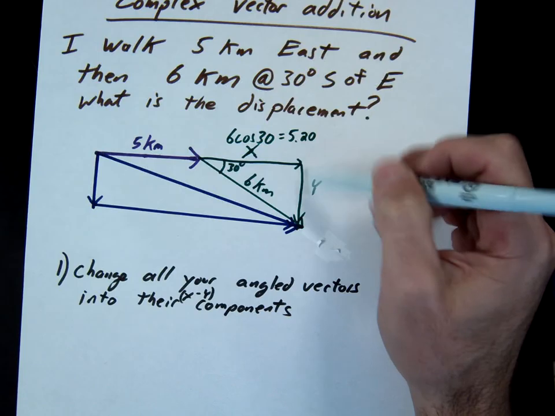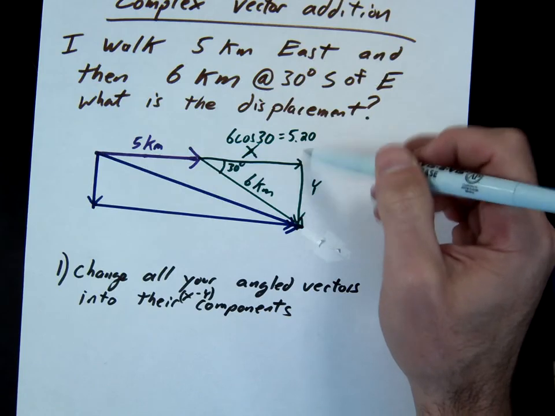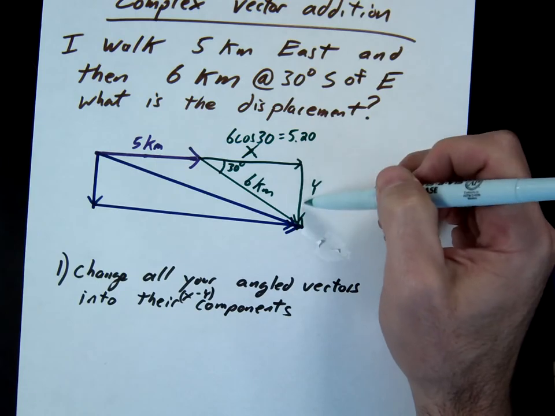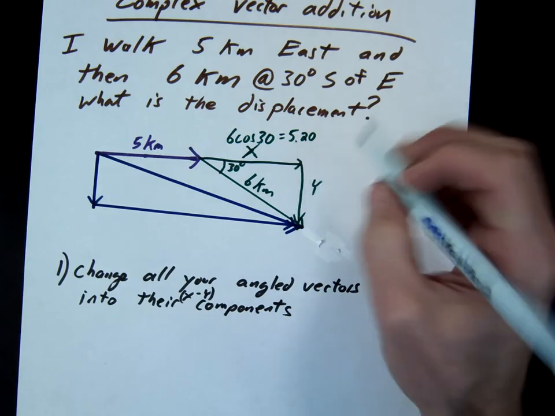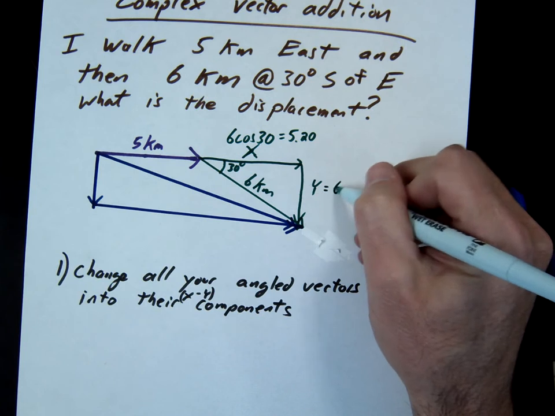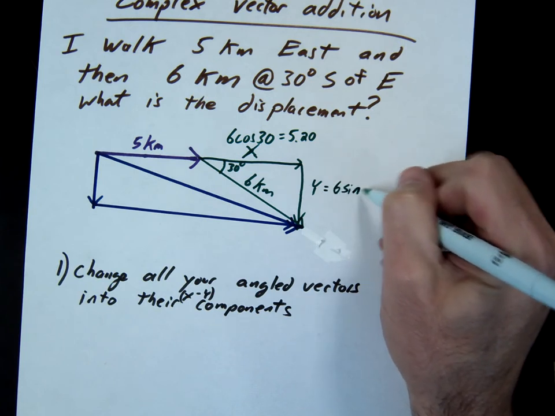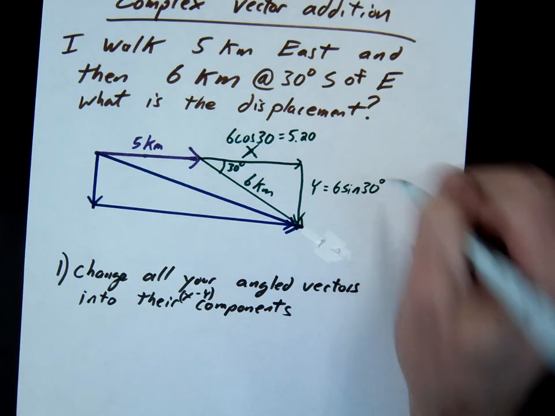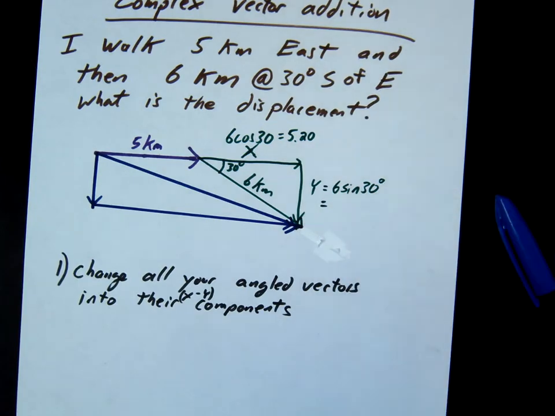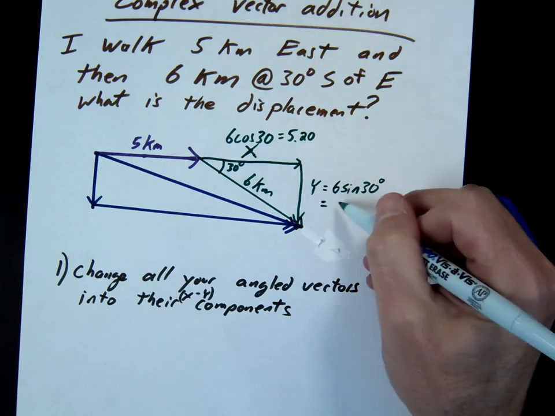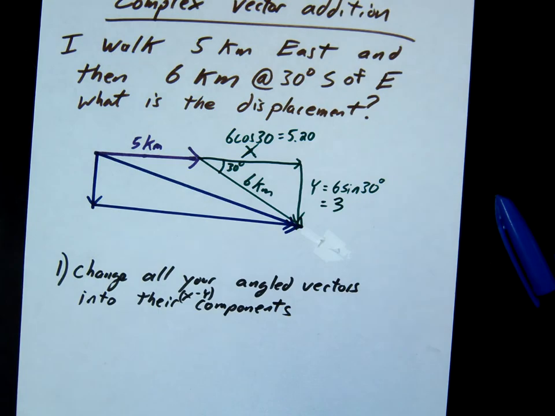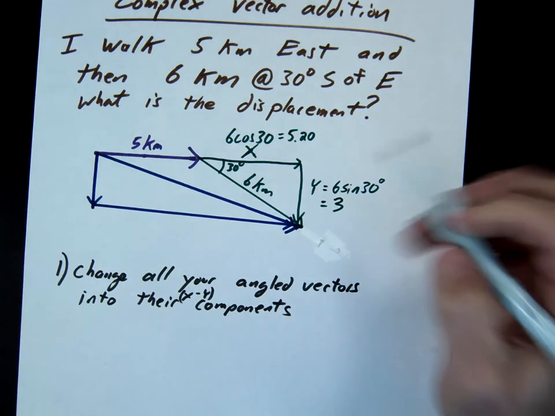Let's get the y side. This is the opposite side. So are we going to use sine, cosine, or tangent? Sine. What's the shortcut for this? 6 sine 30. And we can all do this one in our head, right? If not, you can plug it in. That's going to be 3.